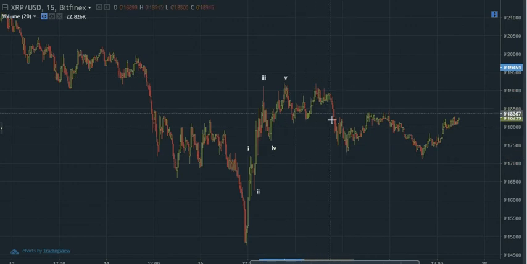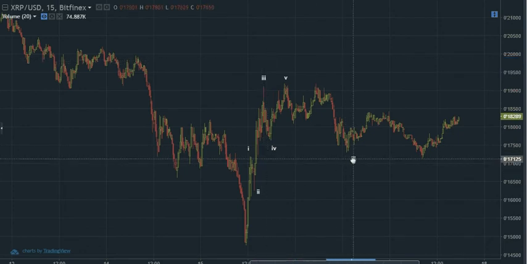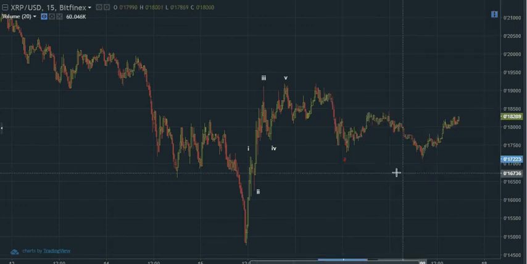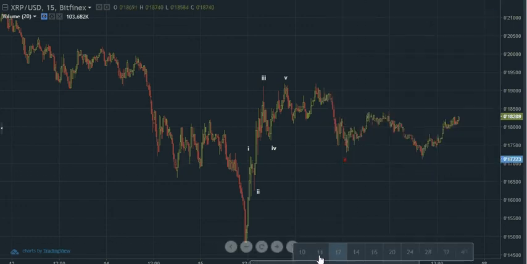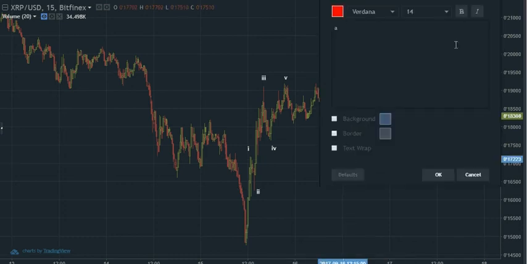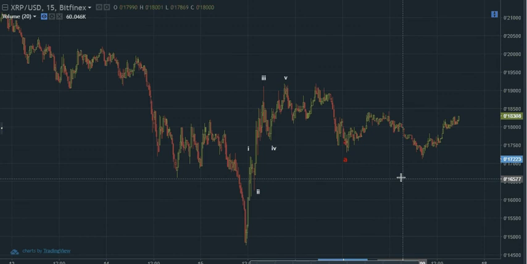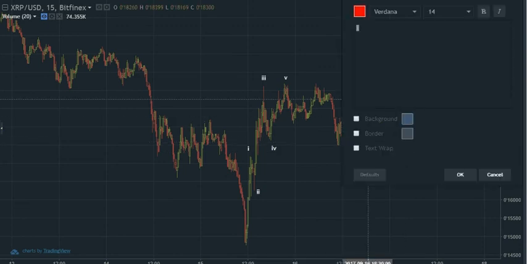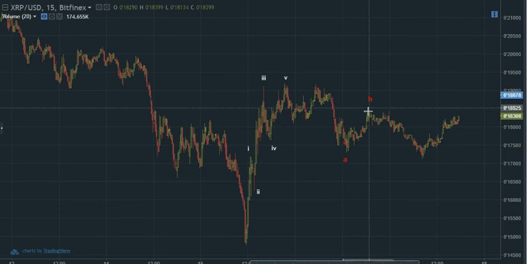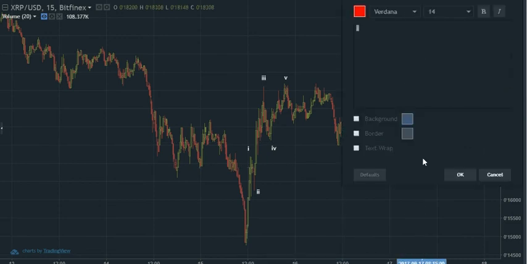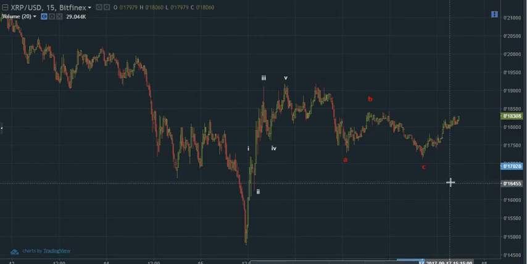ABC. These are the subwaves of ABC of the A wave retracement, as you can see here. Okay, if this is A, B, C, just like you saw in OMG, Ripple, ZEC, and others.